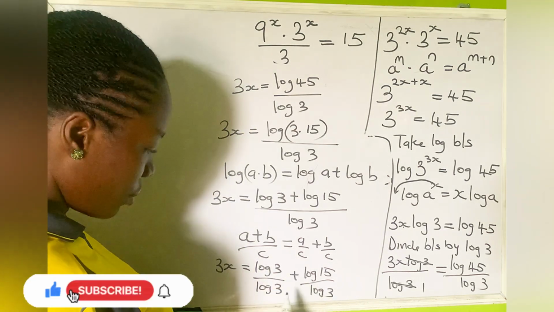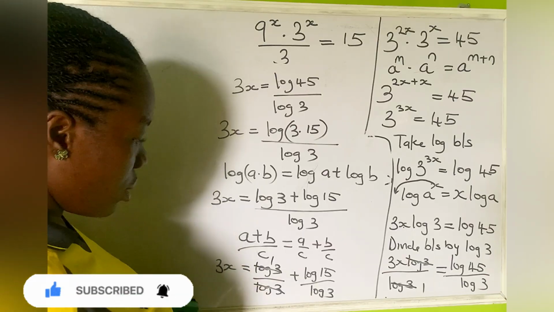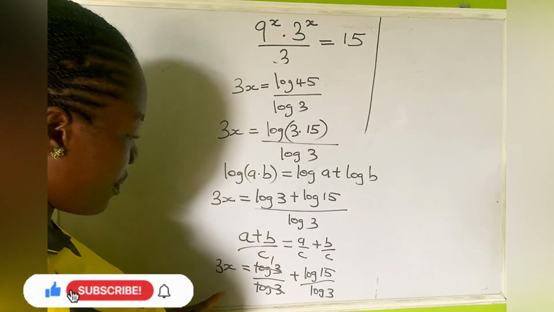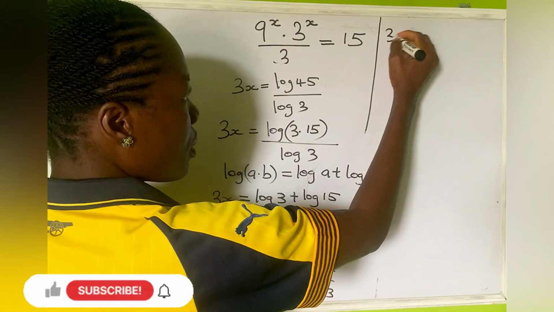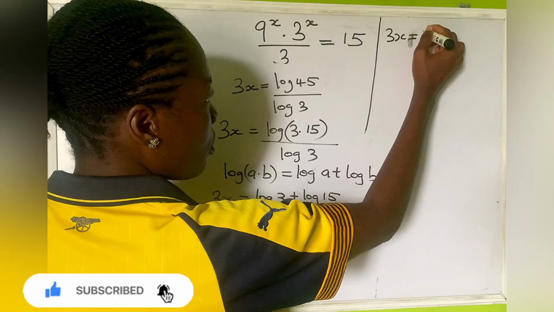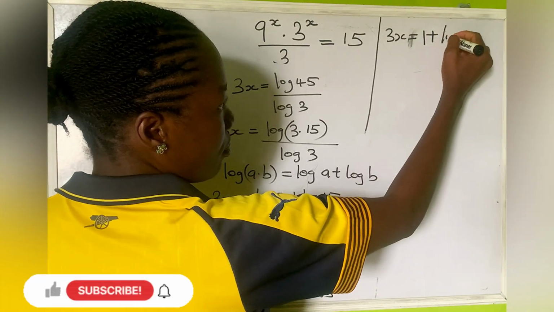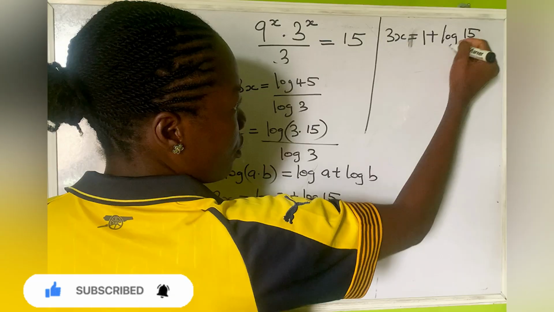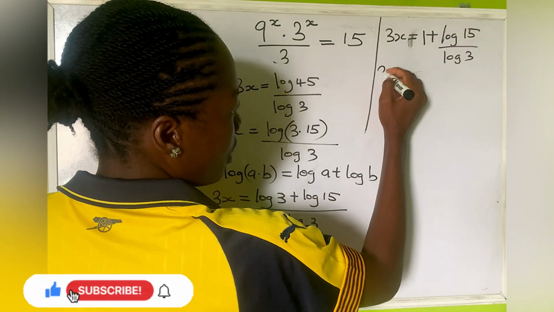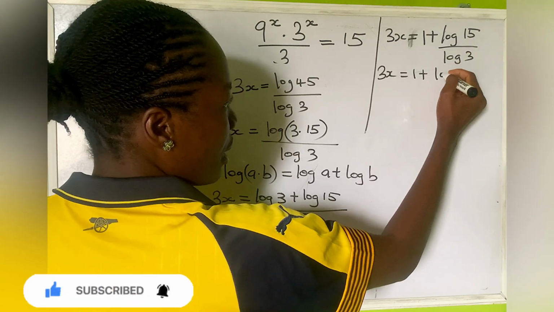Okay, so this would cancel this, give us 1. Then we'll wipe up the other side. Now we have that our 3x is equal to, my bad, 1 plus log 15 over 3. Log 15 over 3. Okay, so now 3x is equal to 1 plus log, and 15 can be written as what?